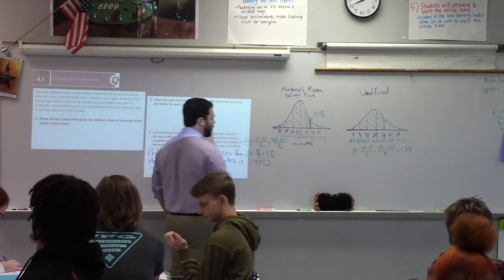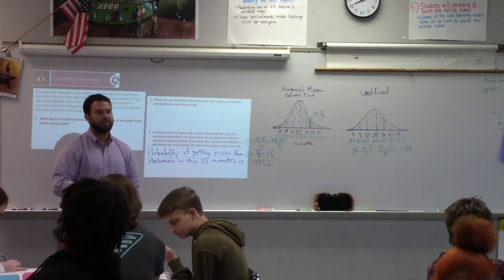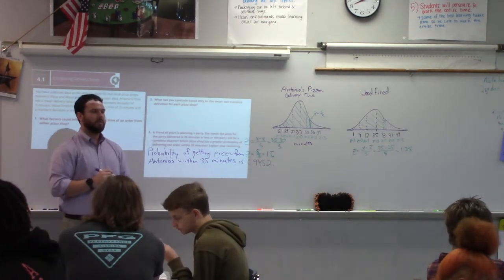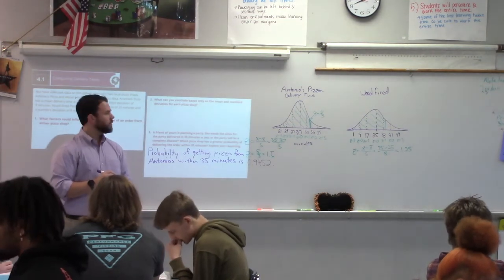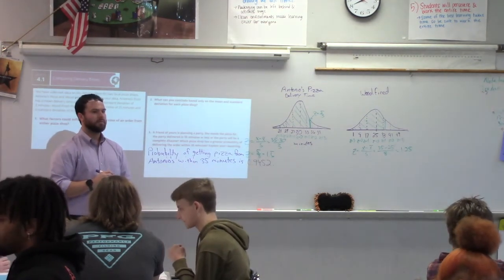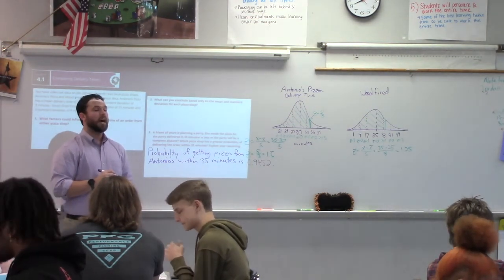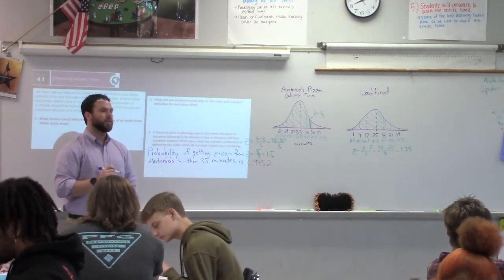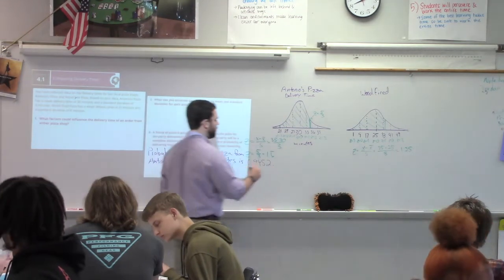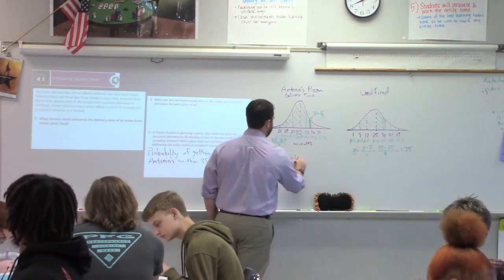0.9452. Anybody want to push back on that or ask a question about that? Destiny? That's the area. How did you find it? 2.5, 0.9515. That's pretty close. What z-score did you go to? 1.6. You went to 1.66.